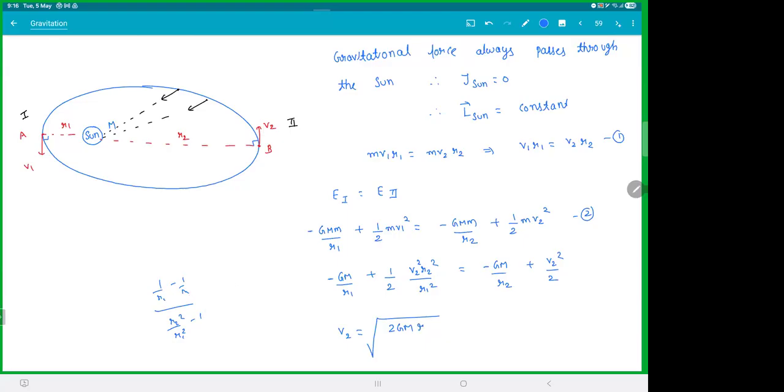I think you will end up with something like r1 by r1 plus r2. Yeah, looks right. Got it. And if you do it for v1, we get the same thing here. That will be 2GM r2 by r1 plus r2. There, I got the velocities.